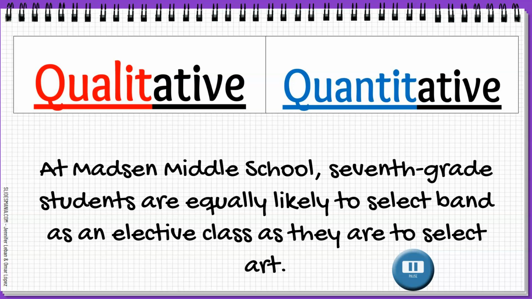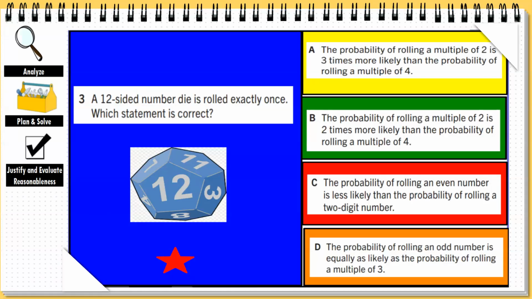All right, at Madison Middle School, 7th grade students are equally likely to select band as an elective as they are to select art. Pause and choose. Drum roll. The answer is, this is a qualitative. It says equally likely. It doesn't give us an actual quantity, just that it's a qualitative statement.